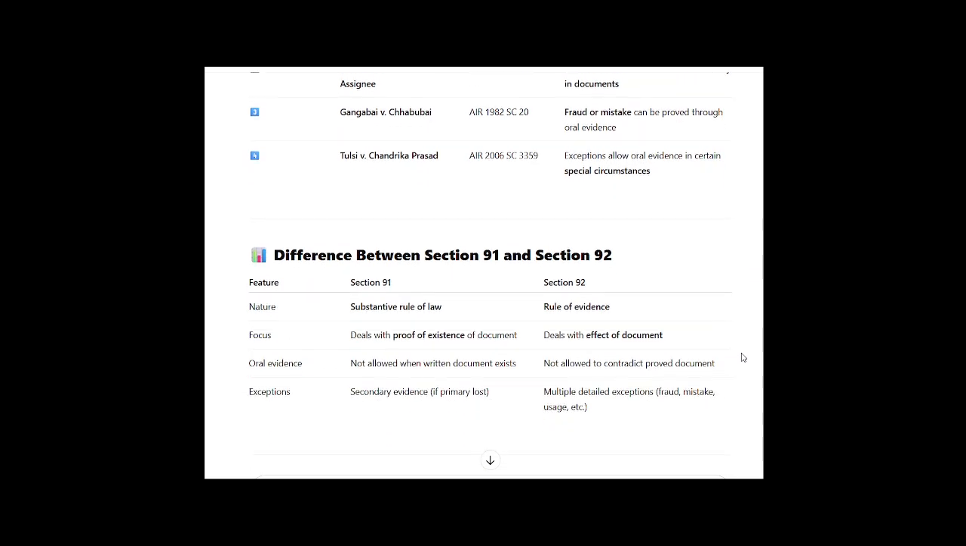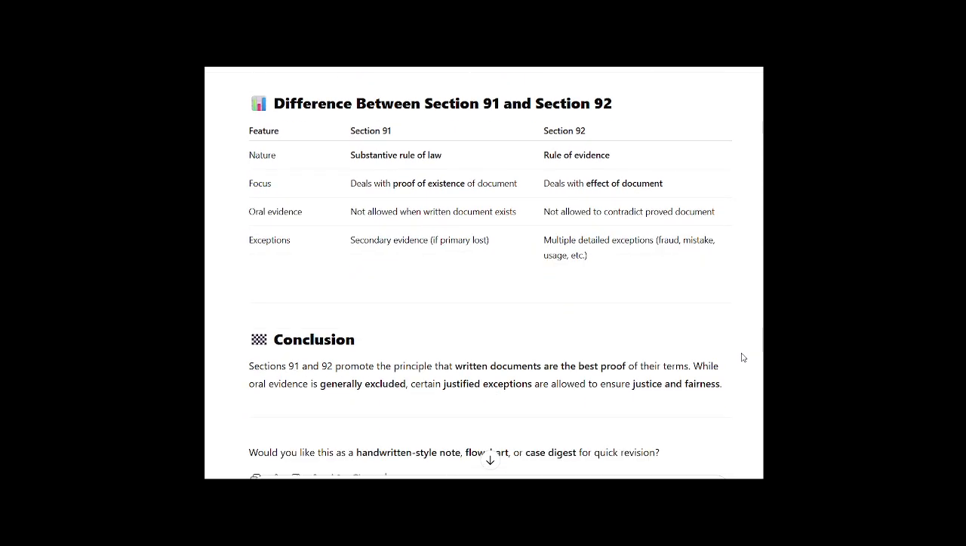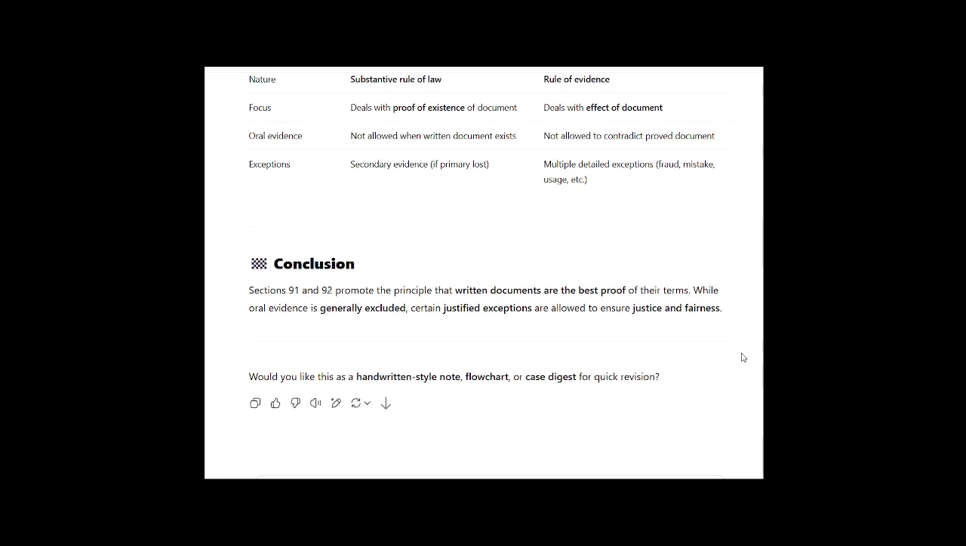Difference between Section 91 and Section 92. Feature: Section 91 is a substantive rule of law, Section 92 is a rule of evidence. Focus: Section 91 deals with proof of the existence of a document, Section 92 deals with the effect of the document. Oral evidence is not allowed when a written document exists under Section 91, and not allowed to contradict a proved document under Section 92. Exceptions: secondary evidence if primary is lost, versus multiple detailed exceptions such as fraud, mistake, usage, etc.